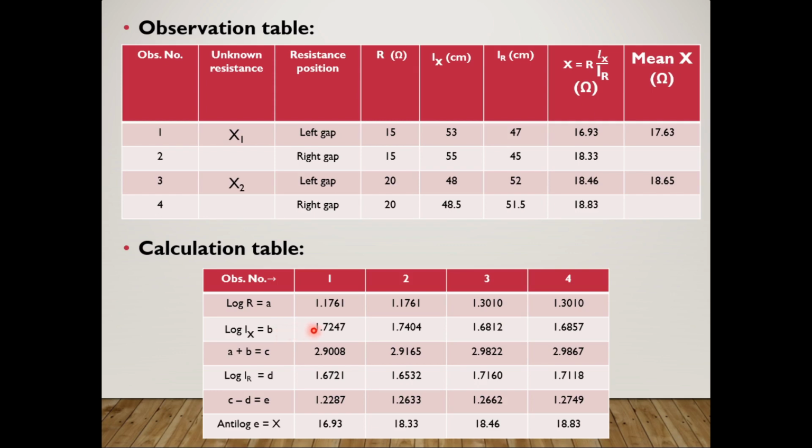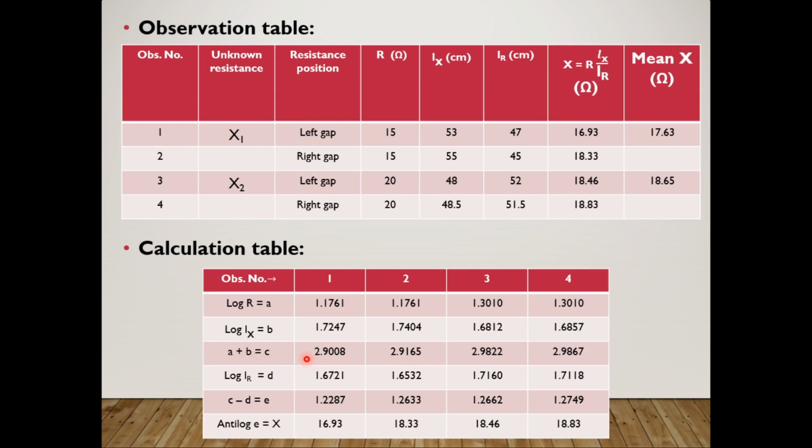In this row, you have to write the log of these numbers. So first, log of 53 is 1.7247. Log of 55 is 1.7404. Log of 48 is 1.6812 and log of 48.5 is 1.6857. To find the log of 48.5, see the log of 48 in the column of 5. You get 1.6857. Next row is A plus B equal to C.